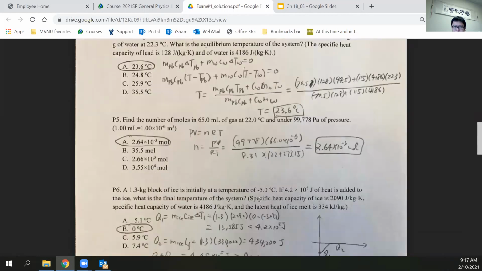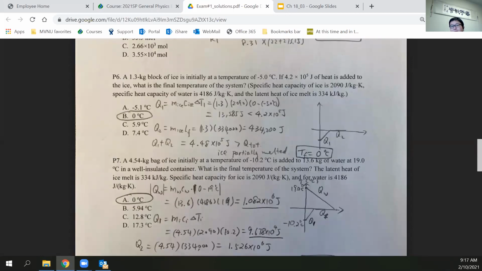That's on that one. Number 5 is purely just the ideal gas law. You are looking for the moles. This is about the same as what you did in the ideal gas law lab. So just plug in numbers. You want to convert 65 milliliters into cubic meters. You also want to convert the temperature from degrees Celsius to Kelvin.